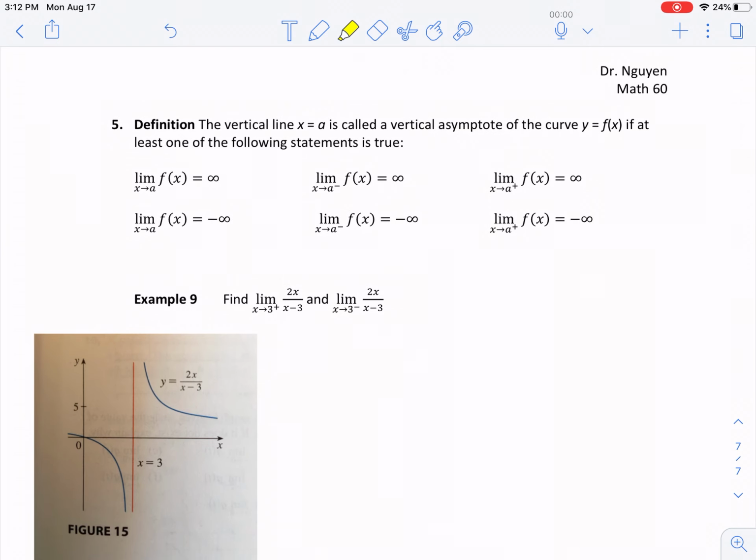Now, that's the definition of the vertical line. I'm sorry, the vertical asymptote. So if you have at least one of the following statements, then we have a vertical asymptote.